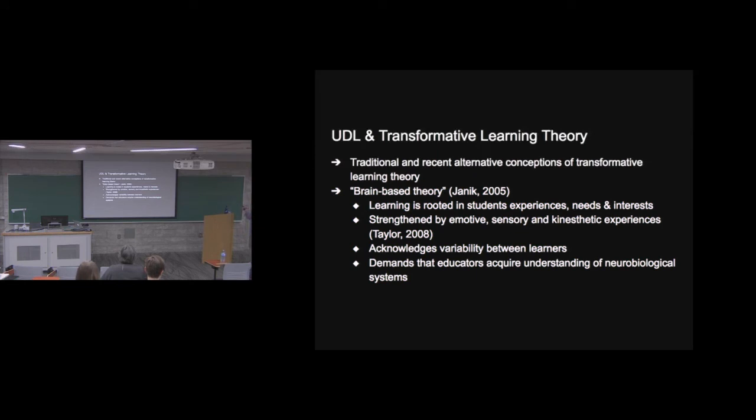And we're going to talk about variability, probably all three of us will talk about that, as opposed to talking about disability and absence of a disability, right? So having that kind of binary, we look at variability, and the neuroscience research on UDL acknowledges and confirms that everyone learns differently. And so it presents this idea of learner variability. And then finally, this particular conception of transformative learning demands that educators acquire understanding of neurobiological systems and how those are implicated in classrooms.